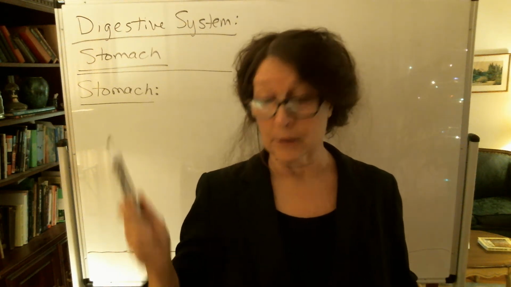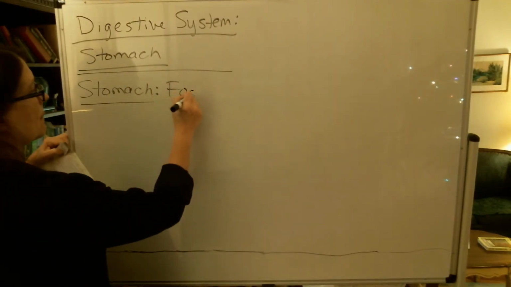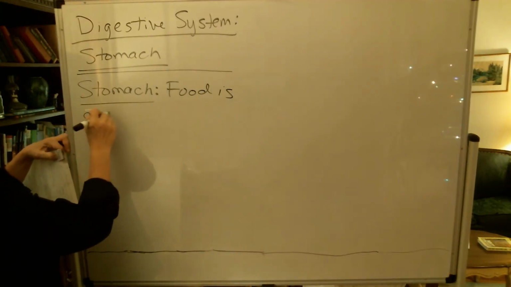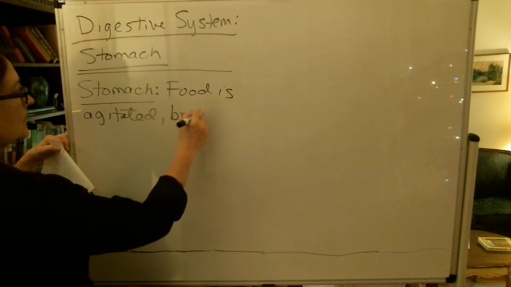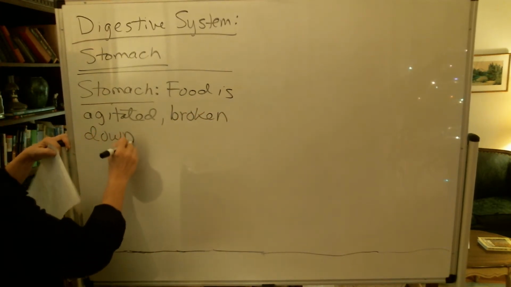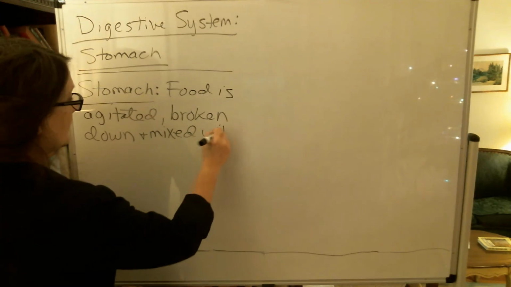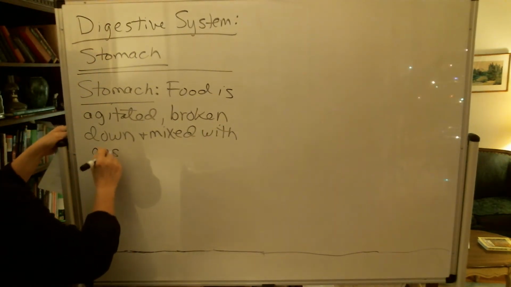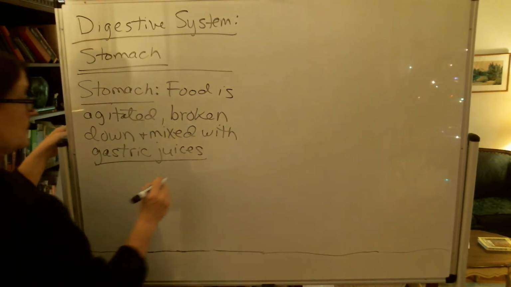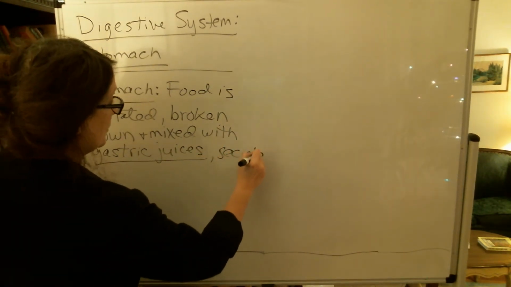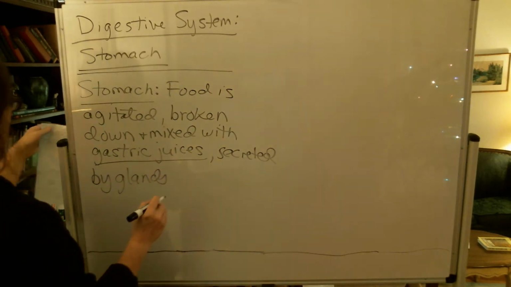So this lecture is about the stomach. So then in the stomach, food is agitated, broken down, and mixed with what are called gastric juices, which are secreted by glands of the stomach.